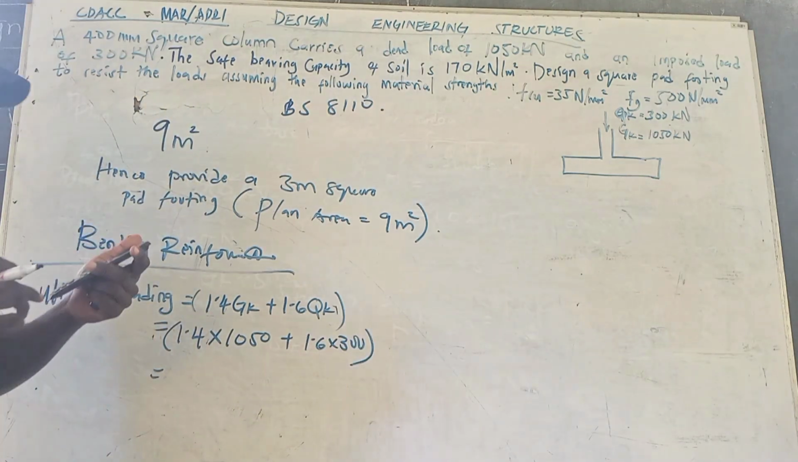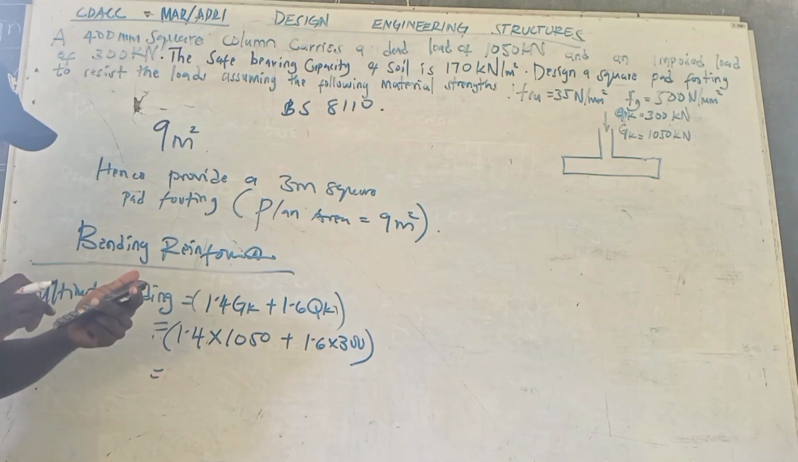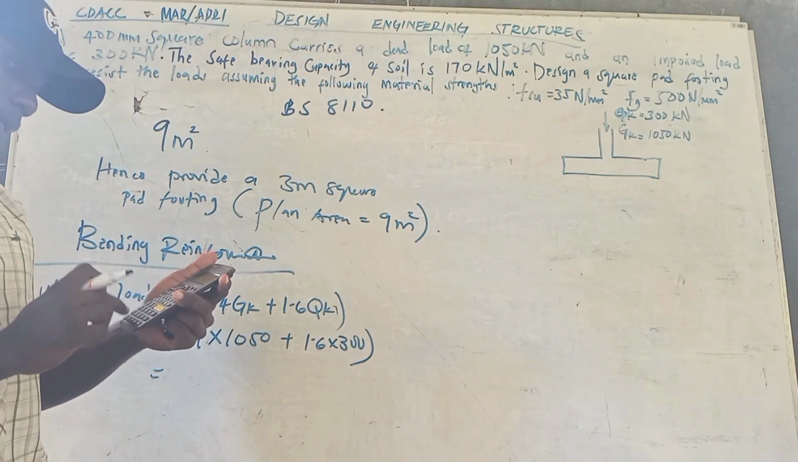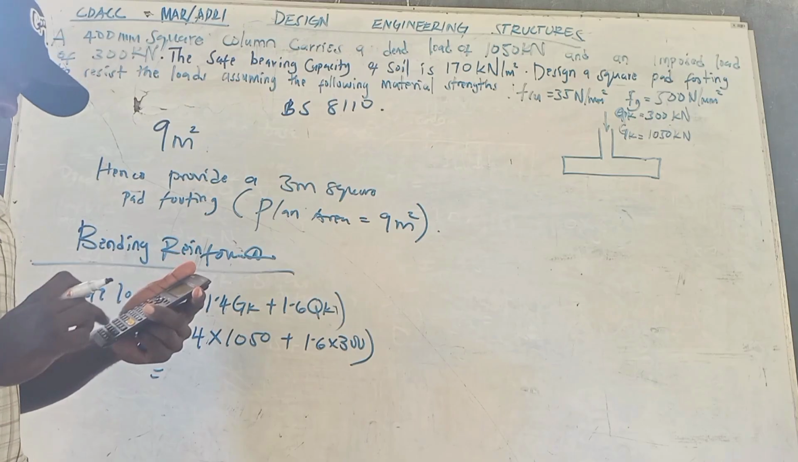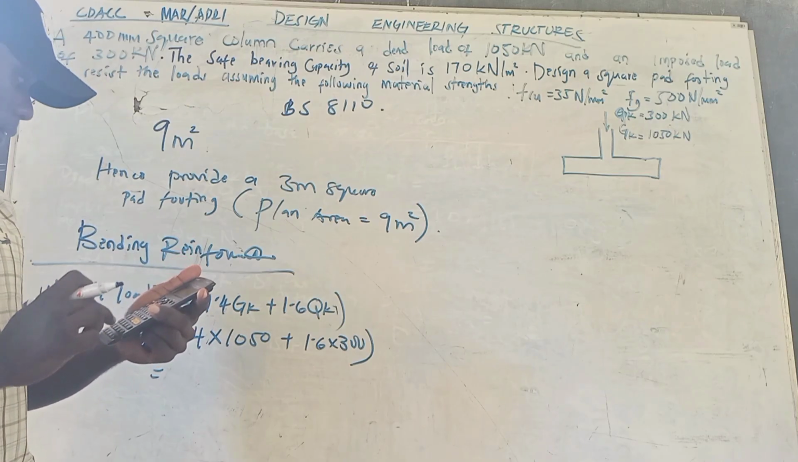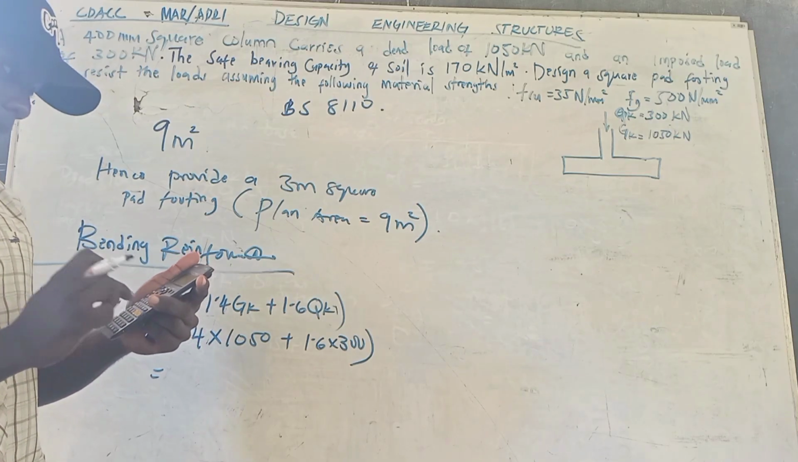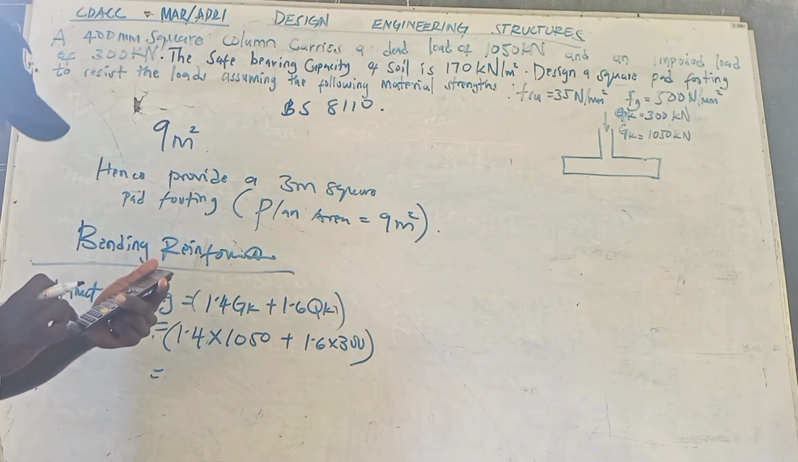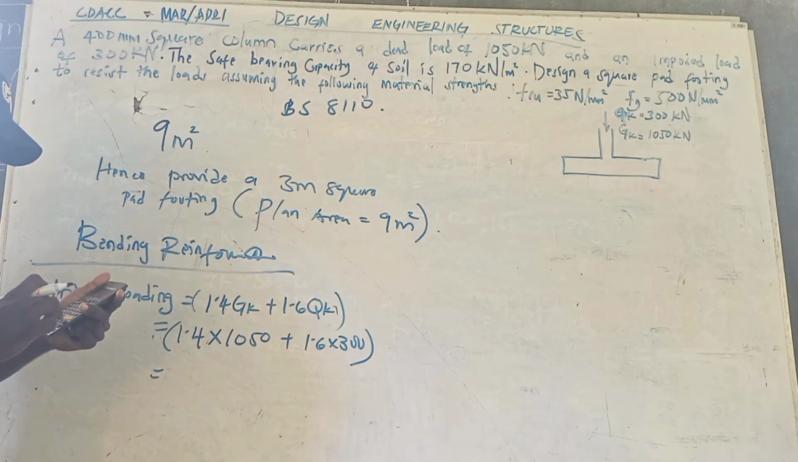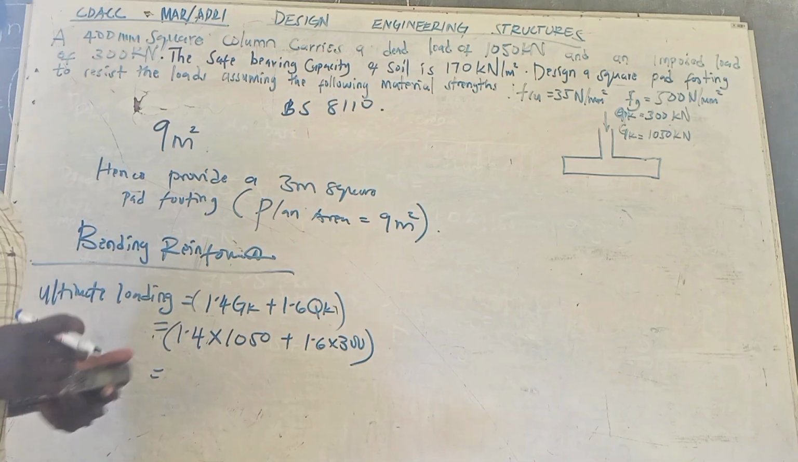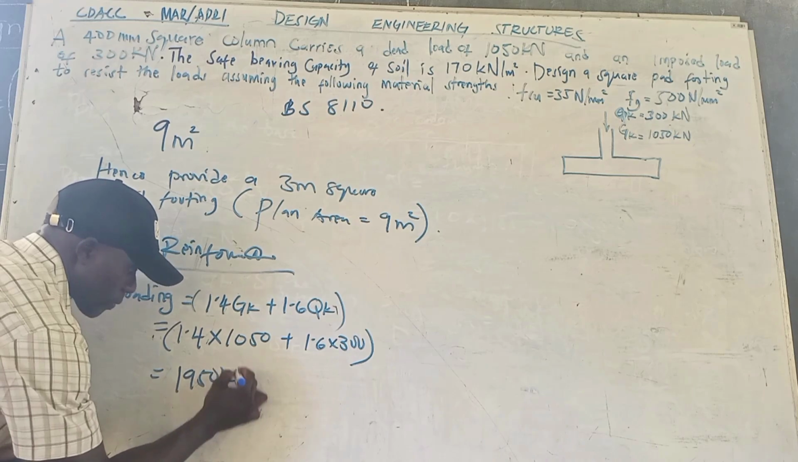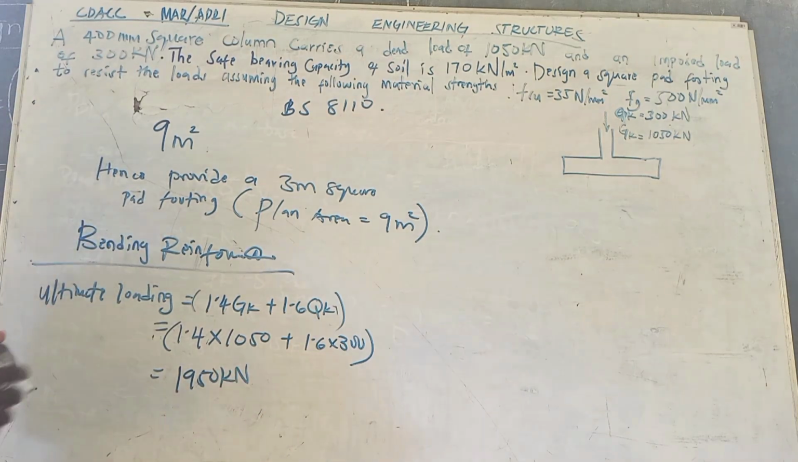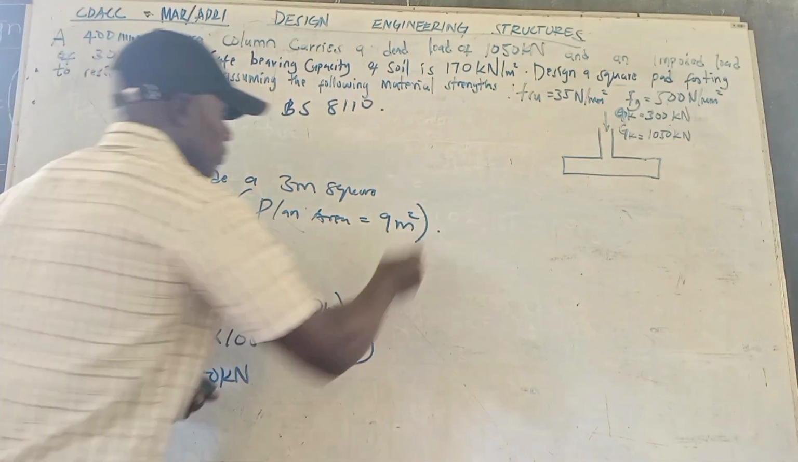What are you getting? When you feed that into your calculators, 1.4 by 1050 plus 1.6 by 300, that would give you 1950 kilonewtons.